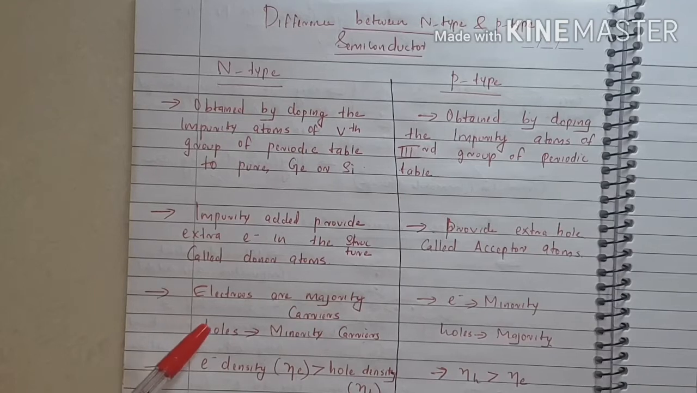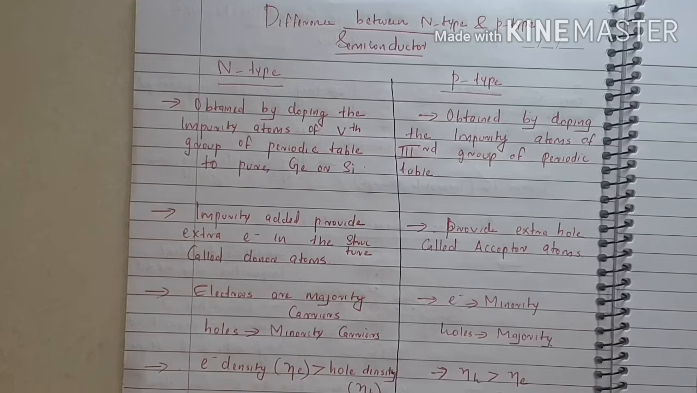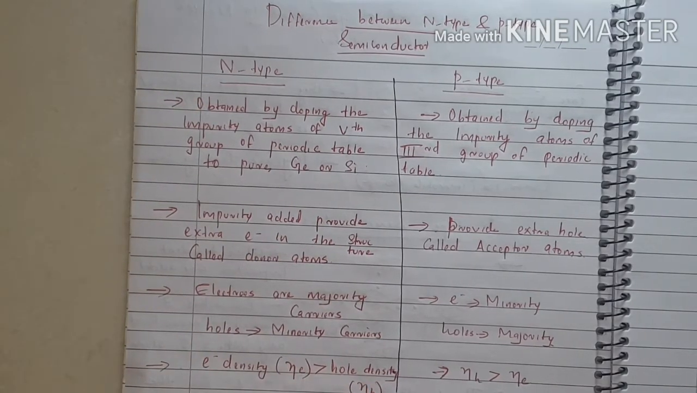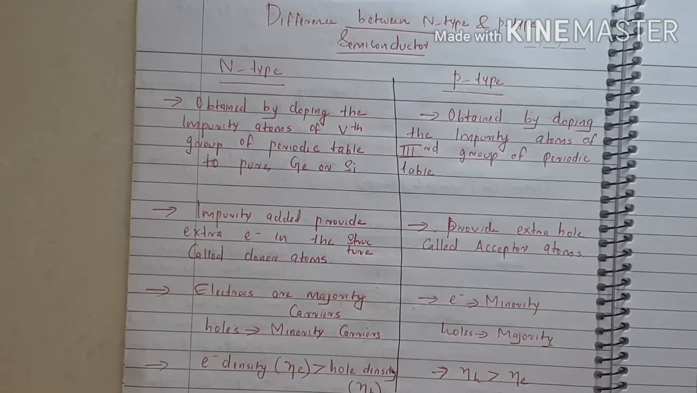In N-type, electrons are majority carriers and holes are minority carriers, and in P-type, electrons are minority carriers and holes are majority carriers. And electron density in N-type is always greater than hole density. That is, in N-type, electron density is greater than hole density, and for P-type, hole density is greater than electron density.